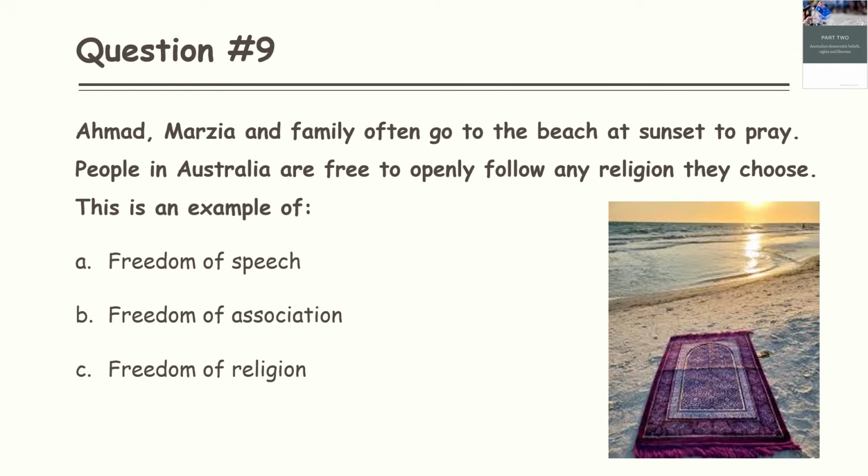Question 9. Ahmad, Marzia, and family often go to the beach at sunset to pray. People in Australia are free to openly follow any religion they choose. This is an example of A. Freedom of speech. B. Freedom of association. C. Freedom of religion.